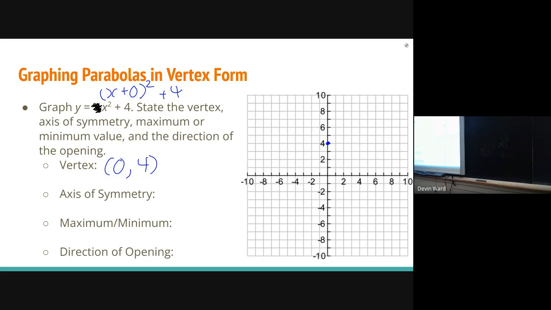What do you do with the floor? Start at the vertex. Go one to the right. One, two, three. And then you go over 1, up to 5. You get it?